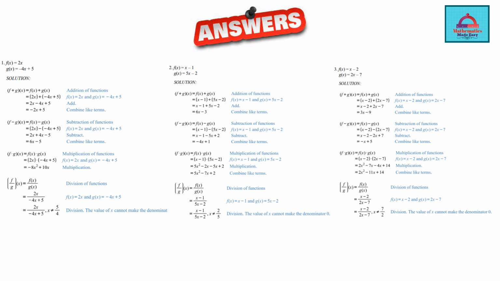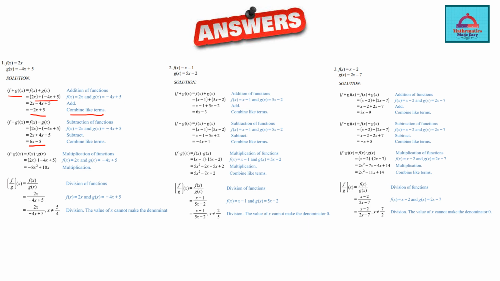If you see, the first function f(x) is given, the second function g(x) is given. So the sum is just got by adding them. Combine the like terms. That is the rule that you have to use on addition and subtraction. So when you add, 2x minus 4x becomes minus 2x plus 5. And when you subtract, the sign changes for minus 4x plus 5, so it becomes plus 4x minus 5. So it gives you the answer 6x minus 5.